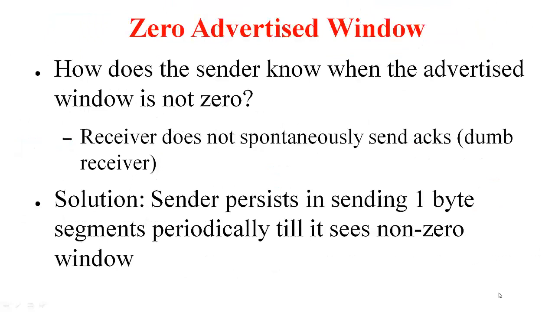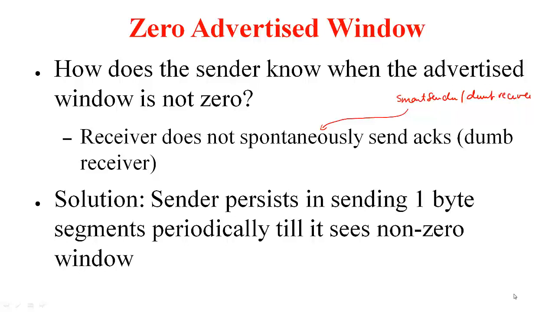There is one last point we need to handle, in that how does the sender know when the advertised window is not 0 so that it can send additional data? The immediate thought that occurs there is the receiver can tell the sender whenever some buffer space frees up in the received buffer. Unfortunately, the design paradigm of TCP is the smart sender dumb receiver, in that the receiver does not spontaneously send ACKs. It only acts when it receives packets. So this process simplifies the receiver design. So that is why it acts in that particular fashion.